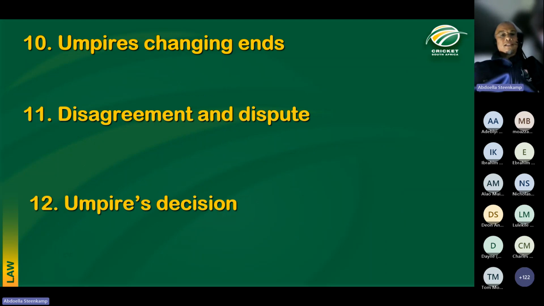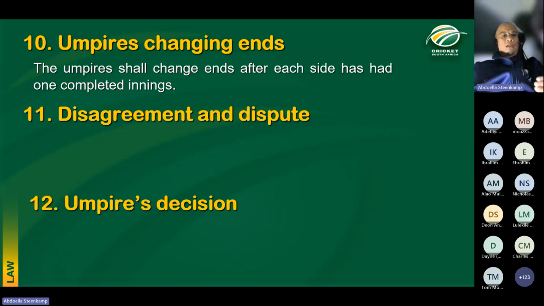So do umpires change ends? The laws of cricket cover more day cricket. So what is more day cricket? It's when a side gets to have at least two innings. Side A bats their first innings, side B bats their first innings, side A then bats their second innings, and side B their second innings. So in modern cricket, yes, umpires do change ends, and the law tells us the umpires shall change ends after each side has had one completed innings.